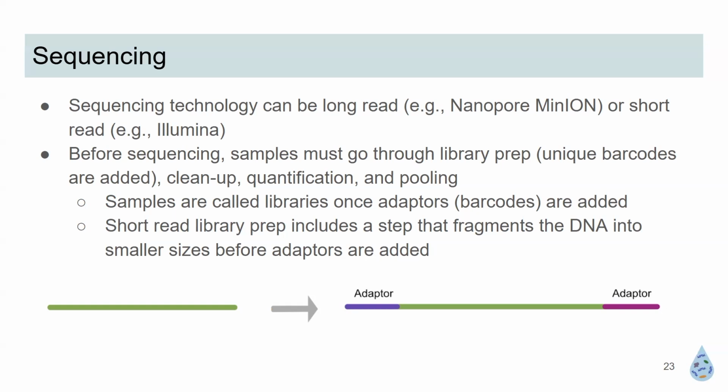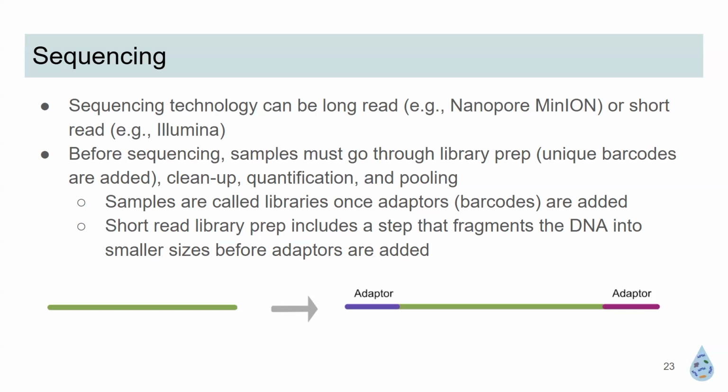Before sequencing, all samples must go through library prep. So the protocols that we're going to be running through today are mostly library prep, and then you put the sample in the sequencer. It also includes some cleanup after library prep, quantification, and pooling before you put the samples in the actual sequencer. Library prep means that you're adding unique barcodes to your samples. These barcodes help to distinguish between different samples, so you can put multiple different samples within the same sequencing run, and then pick apart which sample is which based on the barcodes.